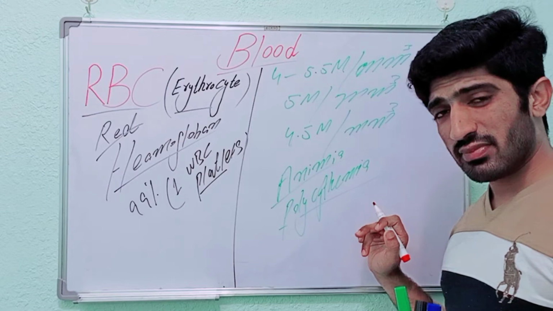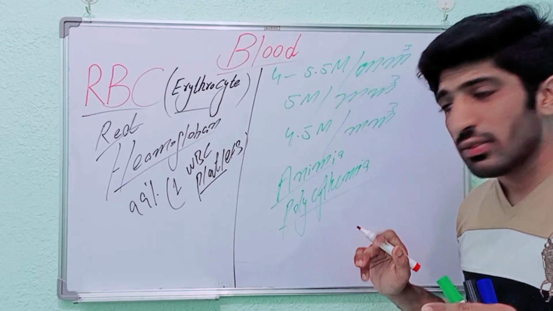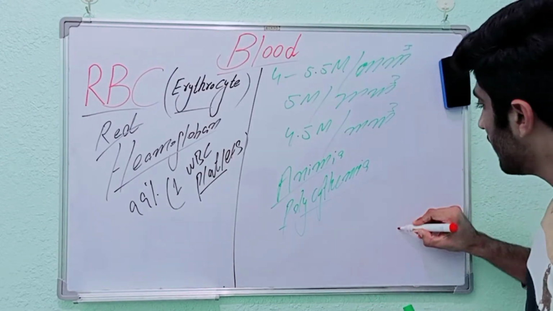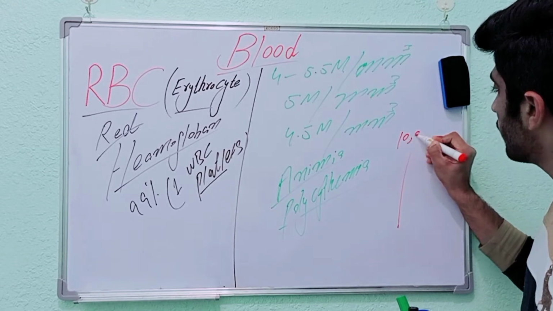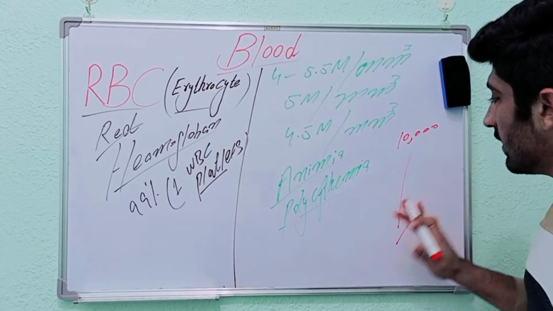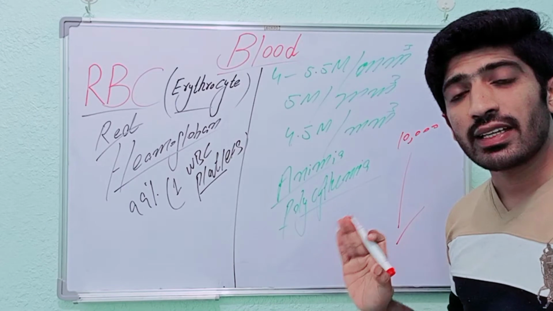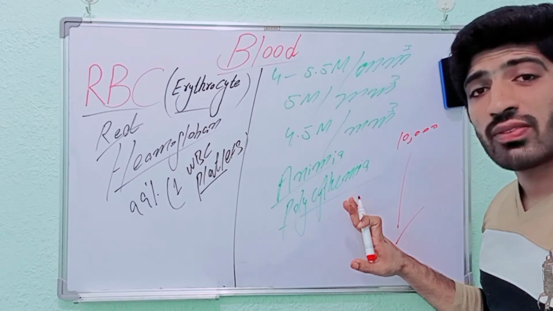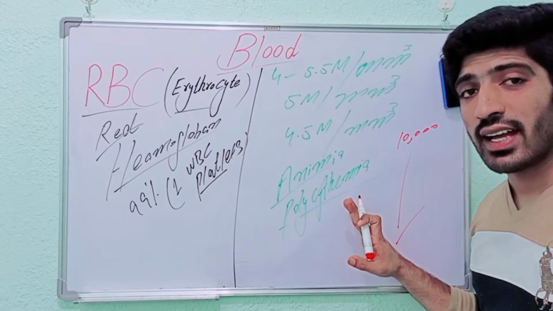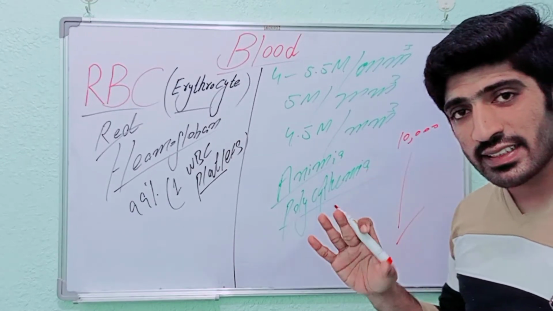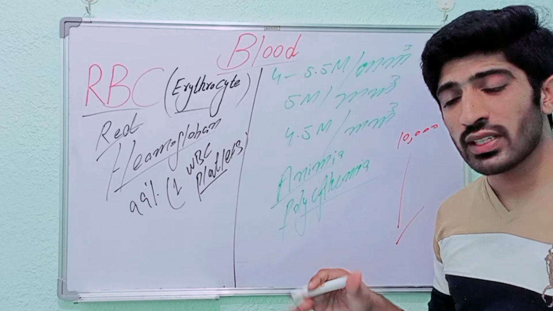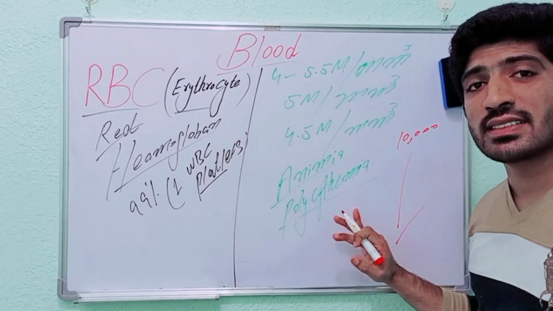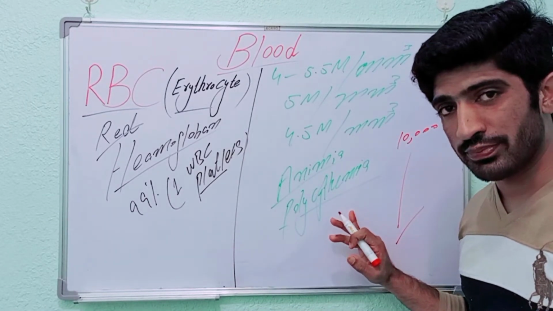And students, when a person is at a high altitude, for example 10,000 feet from sea level, then the level of oxygen in the blood becomes low. So that's why the level of RBC becomes high. And also when the body is in a sympathetic condition, in fight and flight mode, then the value of RBCs in the blood becomes high.